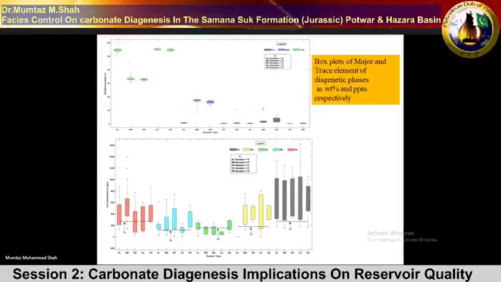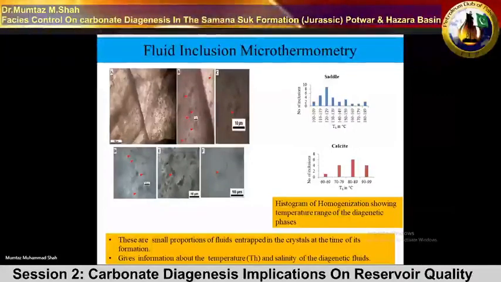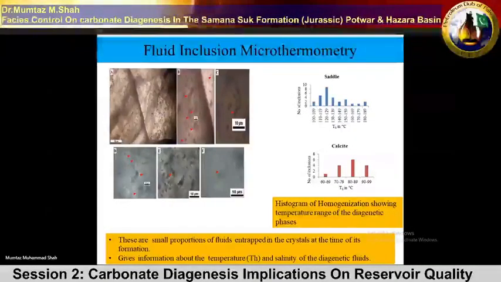Then it comes to the fluid inclusion data, where he studied two phases, saddle dolomite and the calcite, and the fluid inclusion data represent a maximum temperature of around 189 degrees for the saddle dolomite, whereas for the calcite it is around 100 degrees. So the histogram of the homogenization temperature shows the range of diagenetic phases, where a small proportion of fluids were entrapped in the crystals at the time of formation.